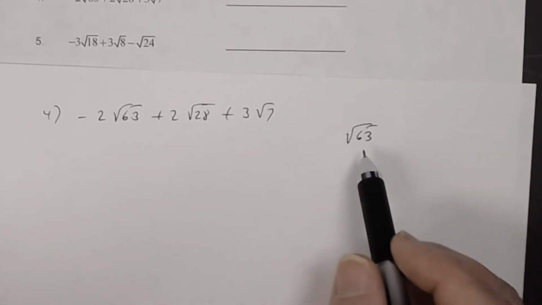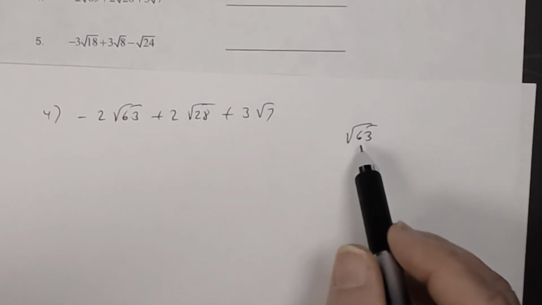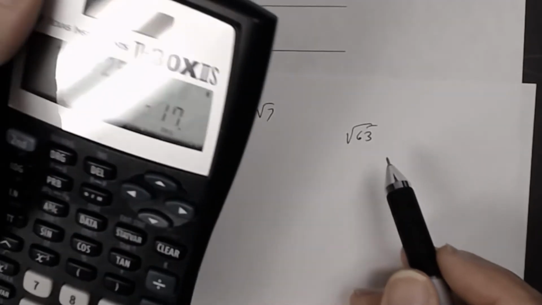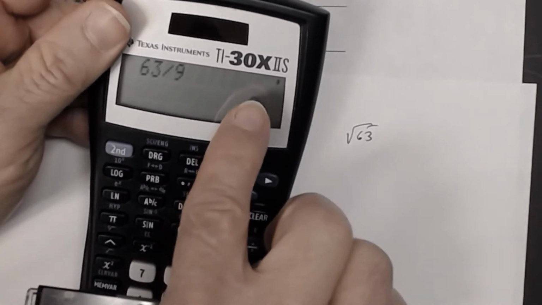Obviously, 4 is not going to go into 63 since 63 is not even. So let's go to the next one. The next one is 9. So let's see if 63 is divisible by 9. So 63 divided by 9 gives me, yes it is, 7.